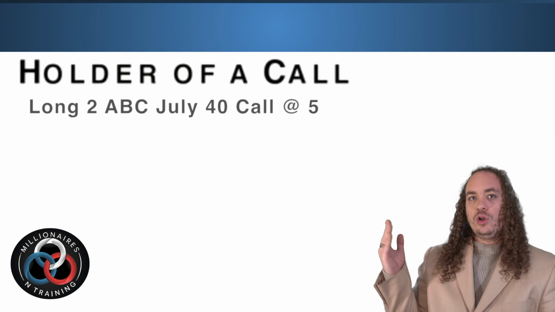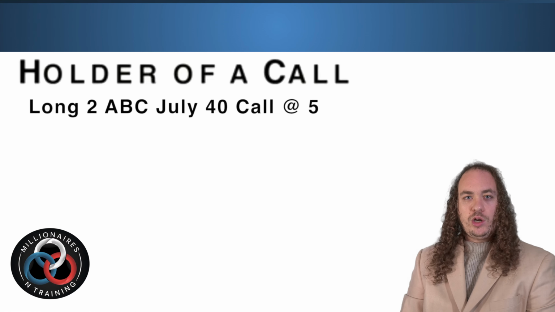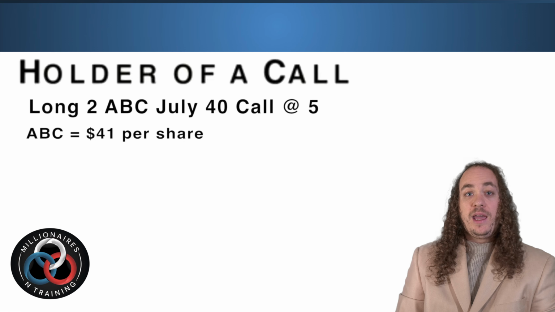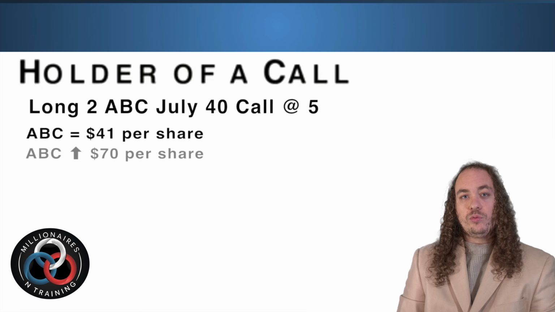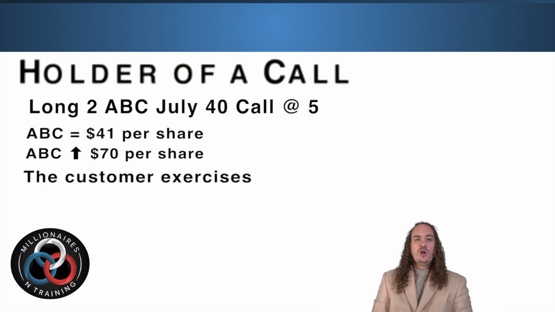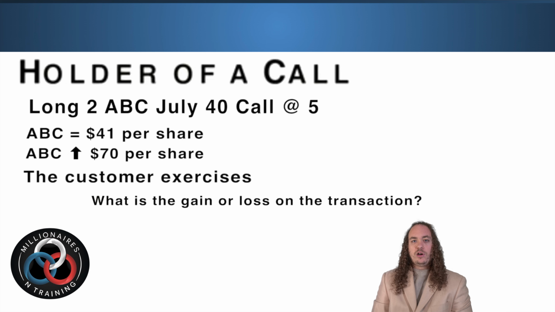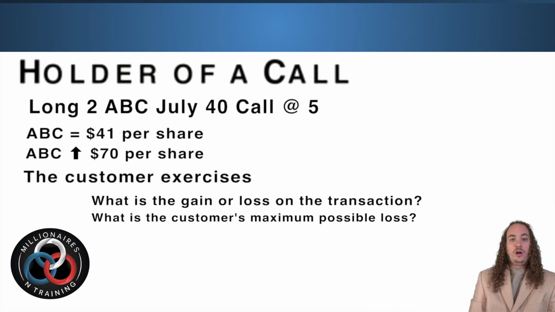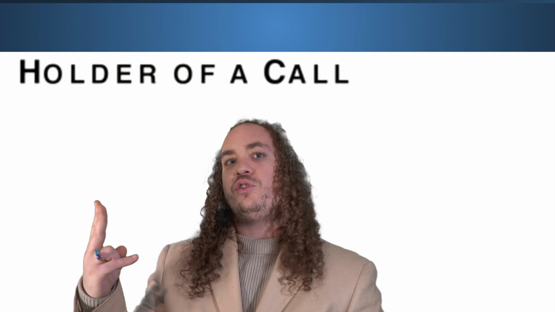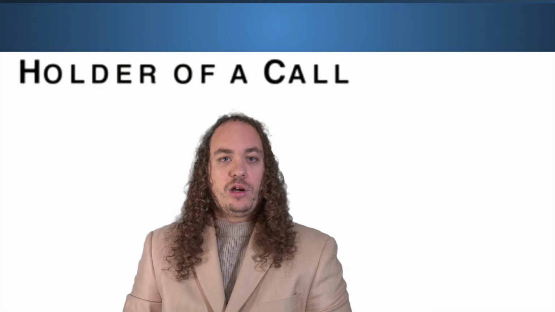A customer is long 2 ABC July 40 calls at 5 when the market price of ABC common stock is 41. ABC common stock price rises to 70 and the customer exercises this options contract. What is the gain or loss on this options contract, and what is the maximum possible loss, and what is the break-even point? These are scenarios that will be asked on your SIE exam, and I want you to remember that this is 2 options contracts, and each options contract has a standardized size of 100 shares.